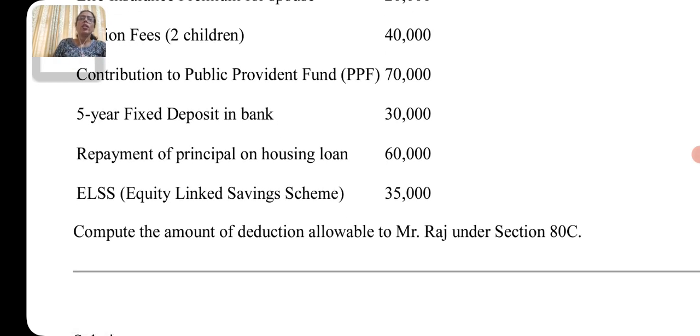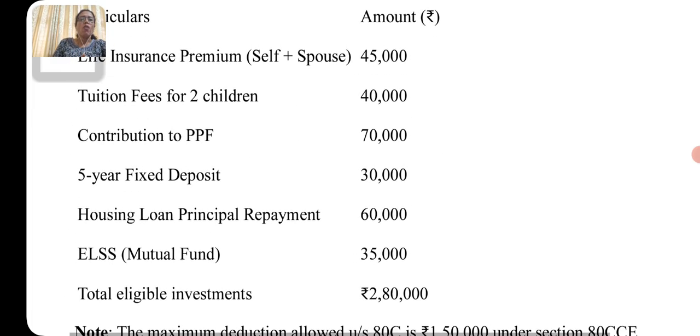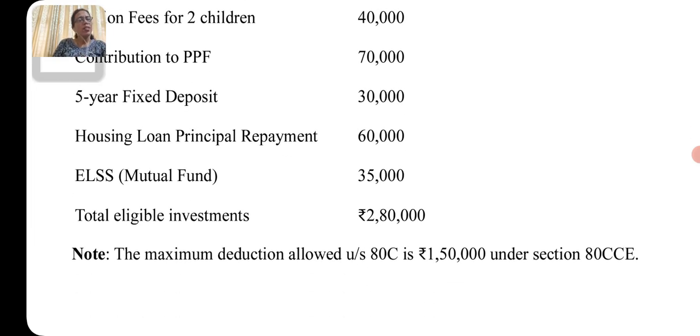Then equity linked savings scheme. This is also eligible for deduction in section 80C. So if we total all the items which are given here, we get the amount of rupees 2,80,000. Now by remembering the last session, can you answer me whether 2,80,000 is eligible for deduction in section 80C? No, because the maximum limit put by the Act to claim deduction under section 80C together with 80CCC and 80CCD is rupees 1,50,000. So the answer we have to give is the deduction available is rupees 1,50,000.